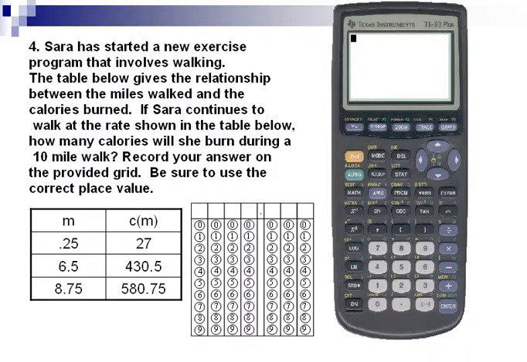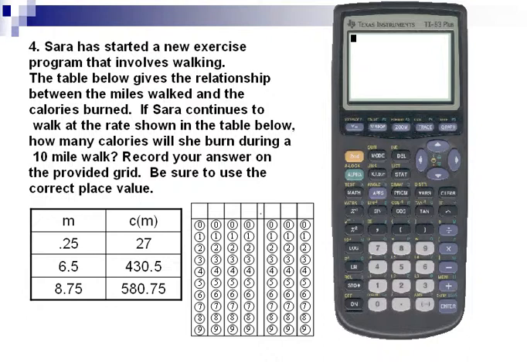Problem number 4. Sarah has started a new exercise program that involves walking. The table below gives the relationship between the miles walked and the calories burned. If Sarah continues to walk at the rate shown in the table below, how many calories will she burn during a 10-mile walk? Record your answer on the provided grid. Be sure to use the correct place value.